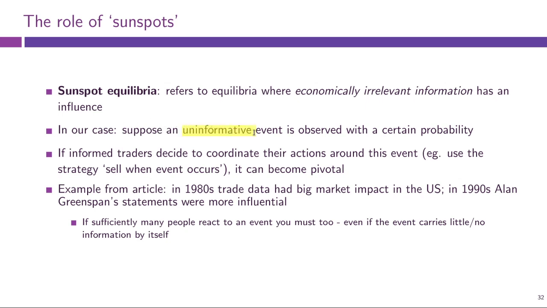So some uninformative event is observed with certain probability. And so this kind of coordination can happen that I just described. And the authors give some examples that such sunspots did actually arise.